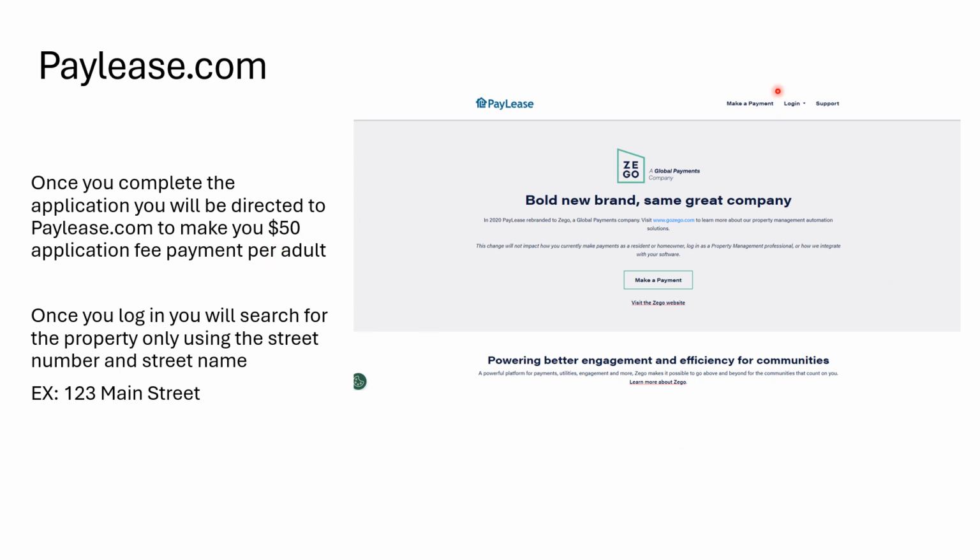And then once you create an account, you'll actually have to search for the property. You don't want to use north or south or anything like that. You're just going to use the street number and the street name. So say the actual address was 123 North Main Street Avenue. You would only type in 123 Main Street and that'll bring it up for you.